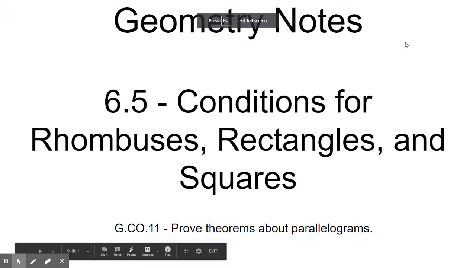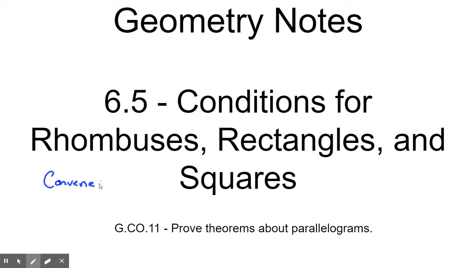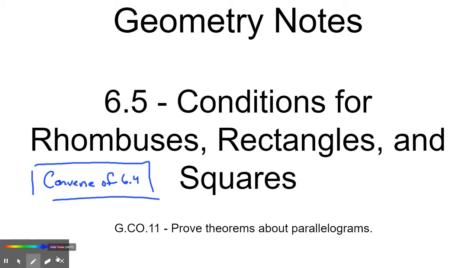All right, geometry, section 6.5, conditions for rhombuses, rectangles, and squares. This section is just presenting the converses to 6.4. So again, we're going to be given a parallelogram. We want to show that it is a rhombus, rectangle, or square. There is a condition that must be met, so let's talk about those conditions.